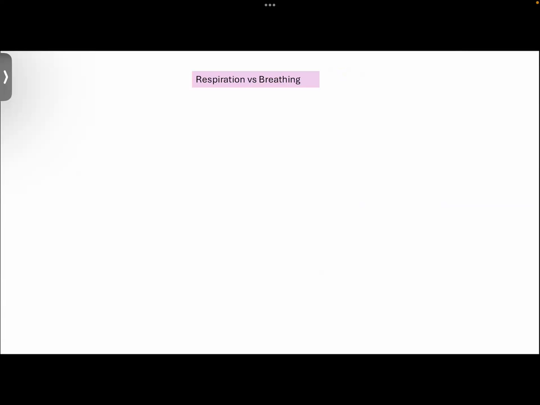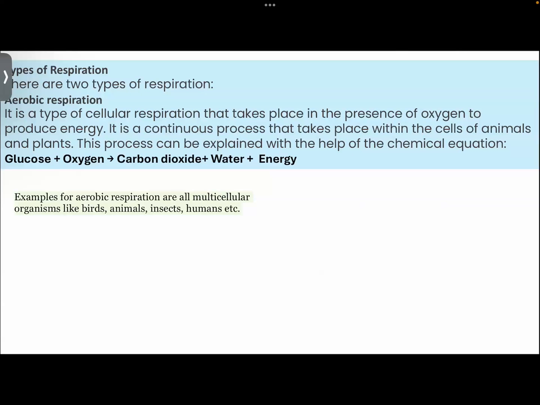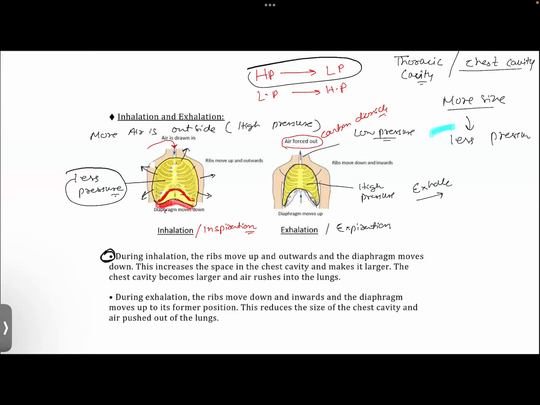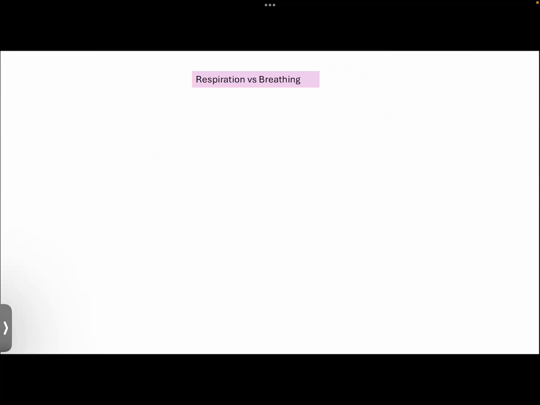Today we will be learning about respiration in detail, and later on we'll be learning about different types of respiration. But before that, let us quickly sum up the difference between respiration and breathing.